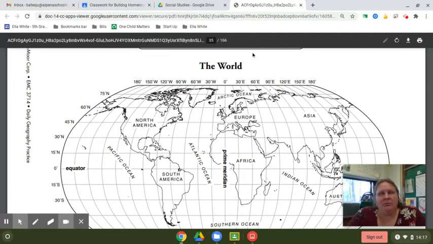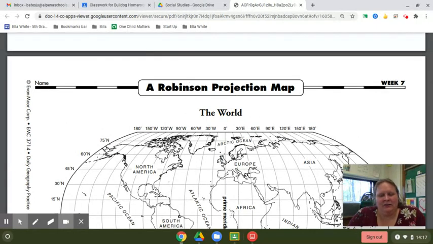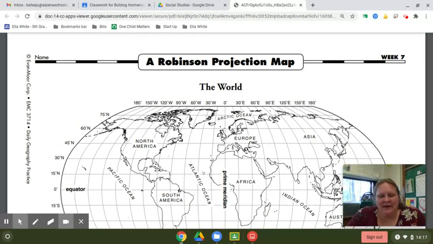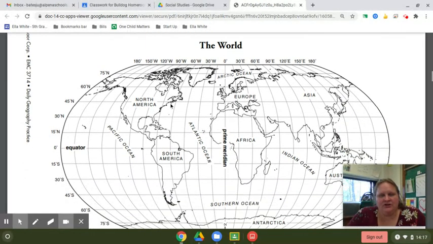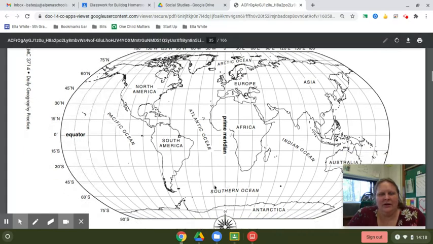Now, one type of projection map is the Robinson map, and it's named after its cartographer, Arthur Robinson. It is an oval-shaped projection, and the shape and size of the continents near the equator are shown accurately. So everything near the equator is pretty accurate. But the water areas and lands near the pole areas are distorted. So everything up here and down here is distorted or changed slightly.